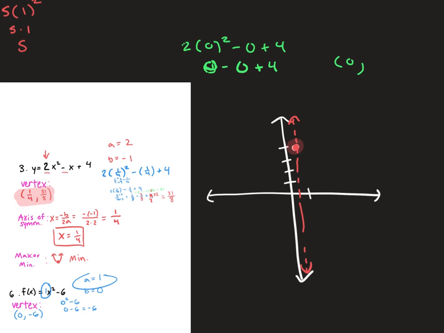Come on, guys, stay with me. 0 minus 0 plus 4. 4. So our point is 0, 4.